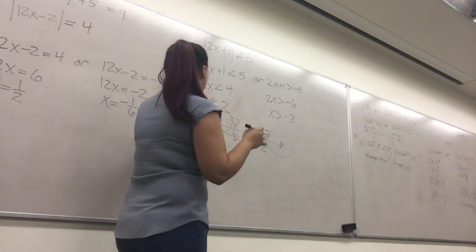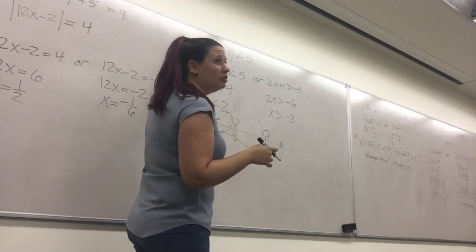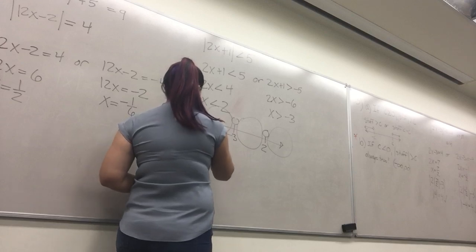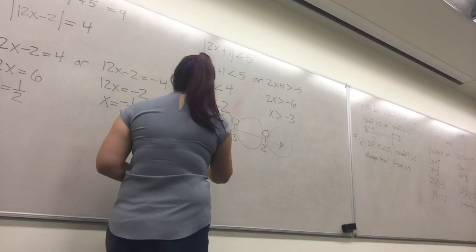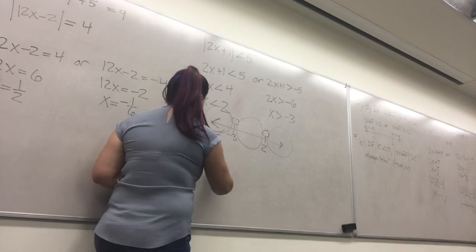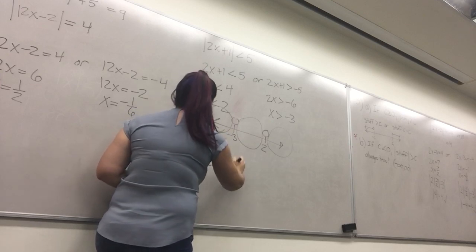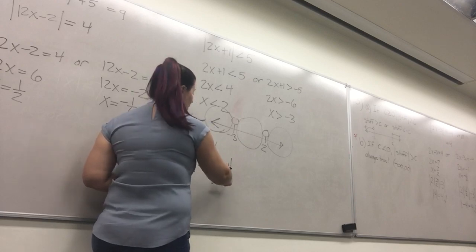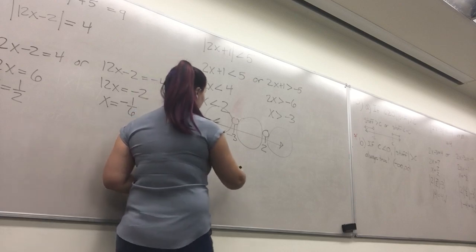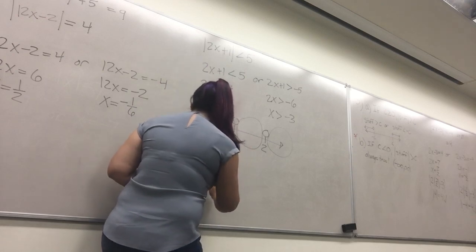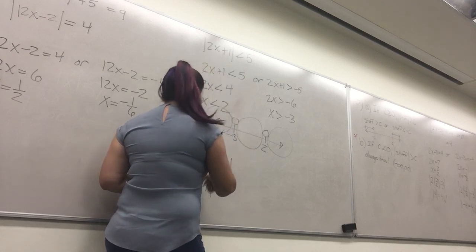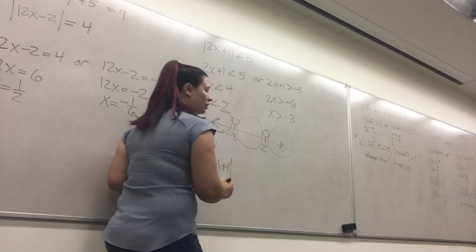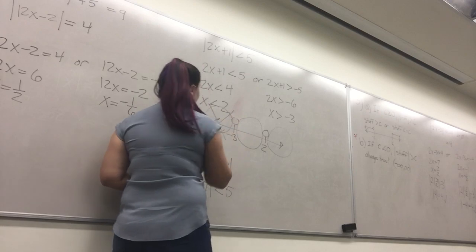-4. Pick something easy. Plug it into the very original, okay? So can x equal -4? We plug it in, we get the absolute value of 2 times -4 plus 1. Well, 2 times -4 is -8, plus 1 is -7, right? So we have the absolute value of -7. That would be 7. Is that less than 5? No. This section doesn't work.